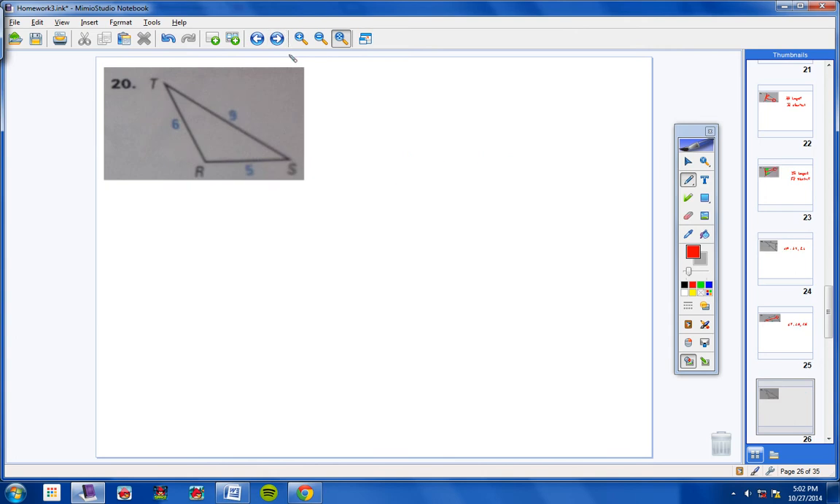Okay, moving on to number 20. Alright, let's circle the longest side, which is 9, and go straight across, angle R. So angle R would be the largest angle. Now we're going to circle the next largest side, which is 6, and go straight across. So angle S would be the next largest angle. And then we're going to circle the smallest side, which is 5. Then go straight across. Angle T would be the smallest angle.